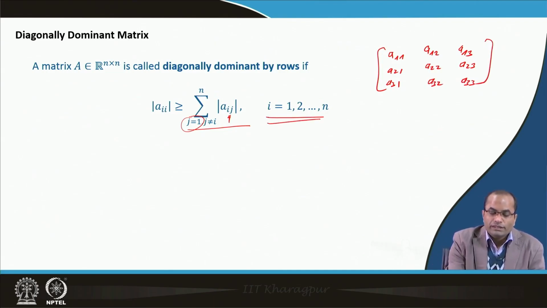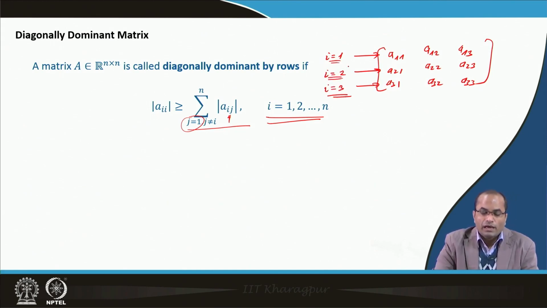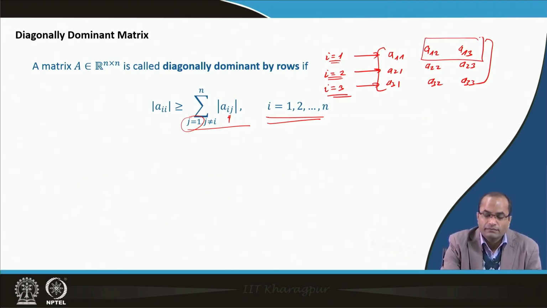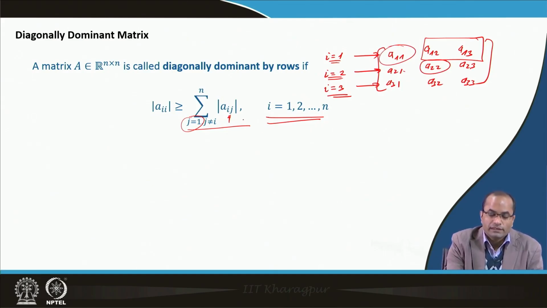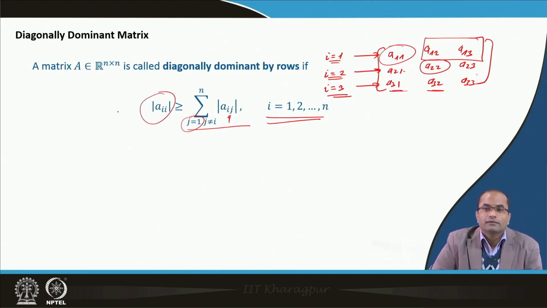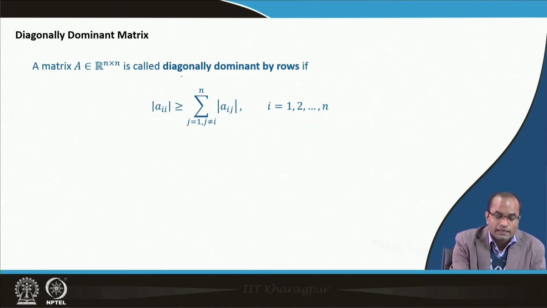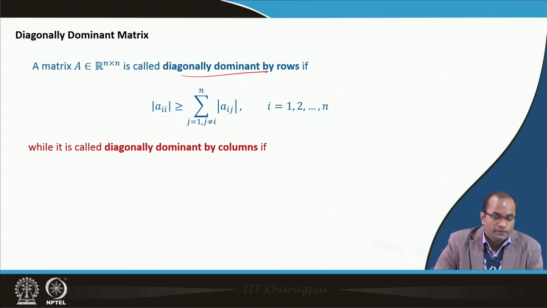For each i, where i corresponds to the rows, i equal to 1, i equal to 2, i equal to 3, and so on, we add the absolute values of the elements except the diagonal one. In the first row we leave out A11; for the second row we add A21 and A23; for the third row we add A31 and A32. If the diagonal entry has larger magnitude than the rest, then we call it diagonally dominant by rows.